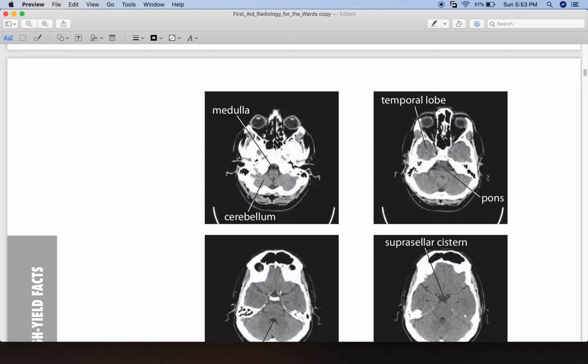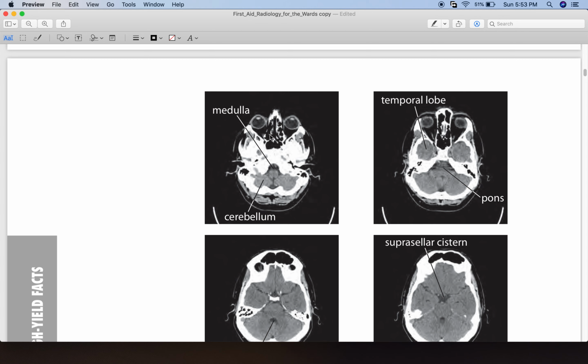So first, we can see here this is the cribriform plate of the ethmoid, and these are the eyes, of course. On the level where we can see the cribriform plate of the ethmoid, we can also see important structures like the medulla and the cerebellum. So this is the first thing.